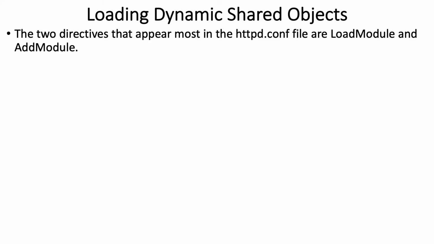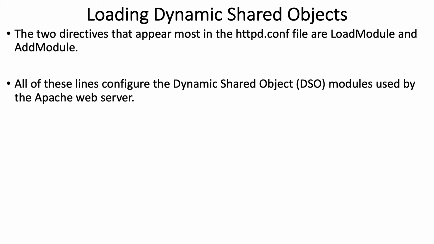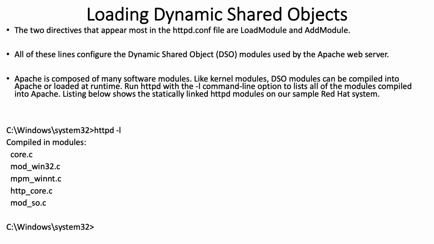So, the two directives that appear in most of the httpd.conf file are LoadModule and AddModule. All the lines in the configuration of the dynamic shared object (DSO) modules are used by the Apache Web Server. You can see the modules that are used with the command httpd -L. And so when I ran it on my machine, I got this answer back. So notice that even though in the httpd.conf file we're using what I think of as forward slashes, in Windows when we're dealing with the command line, we've got backslashes.